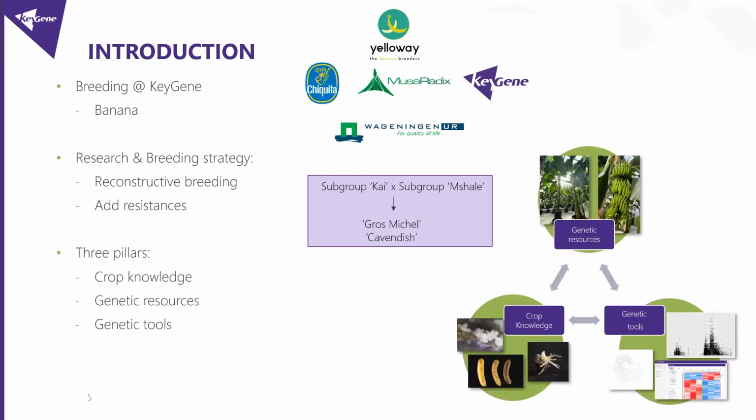And, well, in short, we combine three pillars, so to say. First, genetic resources, of course, as the basis of any breeding program. Use genetic tools, which Fernando will show more about, but also the crop knowledge, you should not forget that. And it's like, how do I get a banana plant flowering in a greenhouse? How do I make crosses? How can I store my pollen, or how do I deal with seeds? So that's also an important part. And with that, I'd like to give Fernando the floor to talk more about the genetic tools.